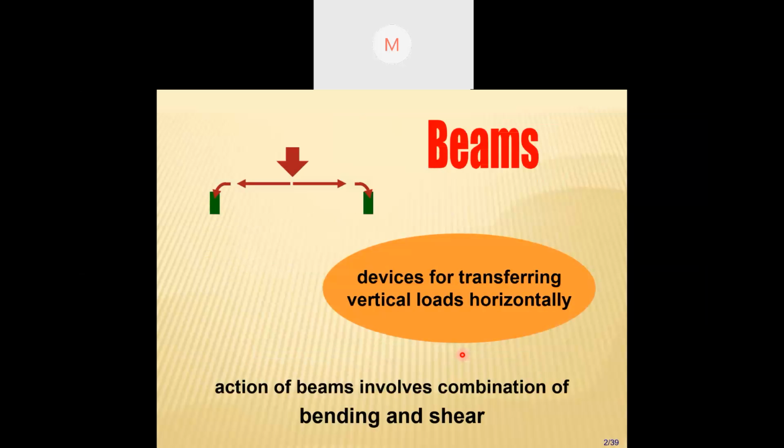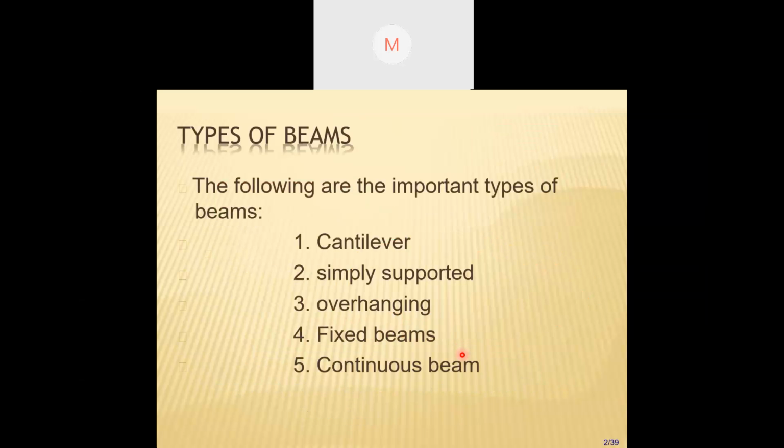So the beams are mainly capable of what? Transmitting the loads. The actions that are involved in beams are mainly shear force and bending moment. Now, if you see the types of beams, in the last class also we have discussed it. So what are the different types of beams actually?